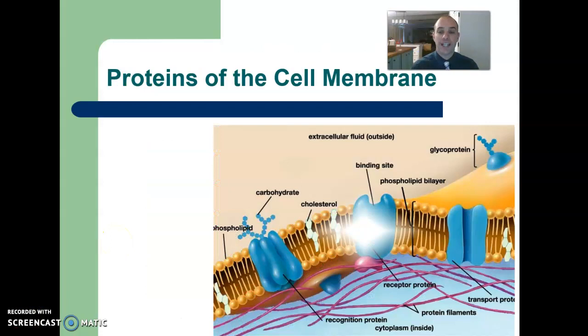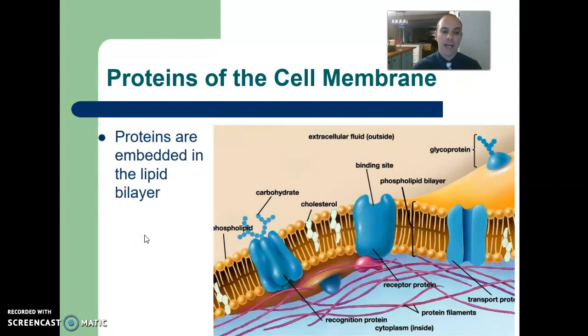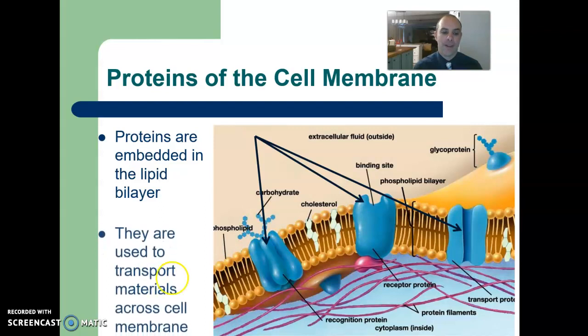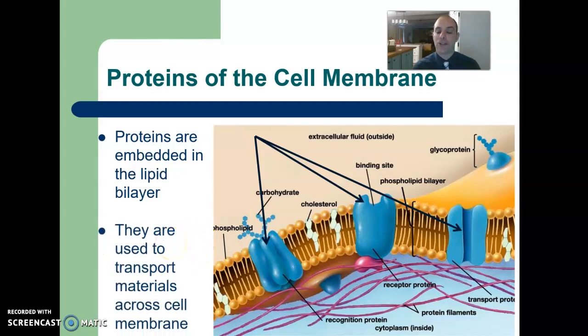You will see proteins in the cell membrane. Look, they're located here. They're located here. They're located here. There's different types of proteins. There's a transport protein, a binding site, a recognition protein. We're going to get to what they do a little bit later. They're embedded in the bilipid layer, so they're in there. See them there? They are used to transport materials across the cell membrane. So the stuff that can't just flow through here easily has to go through these kind of channels, these protein channels.